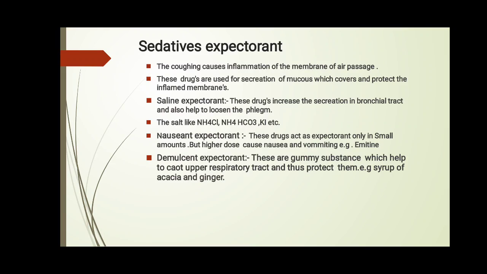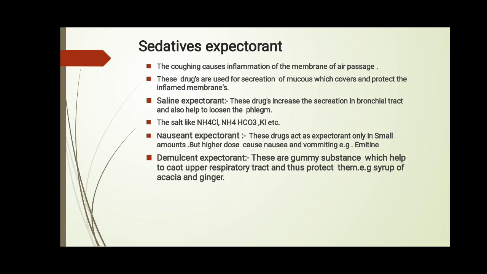Saline expectorants: these drugs increase the secretion in the bronchial tract and also help to loosen the phlegm, meaning cough. Example: ammonium chloride, ammonium bicarbonate, and potassium iodide are used as saline expectorants.